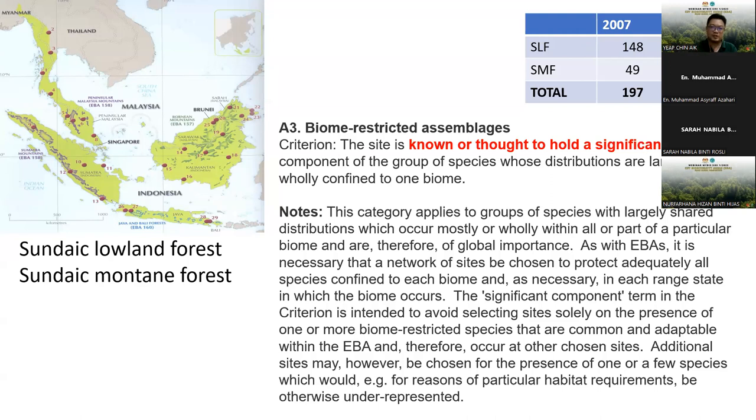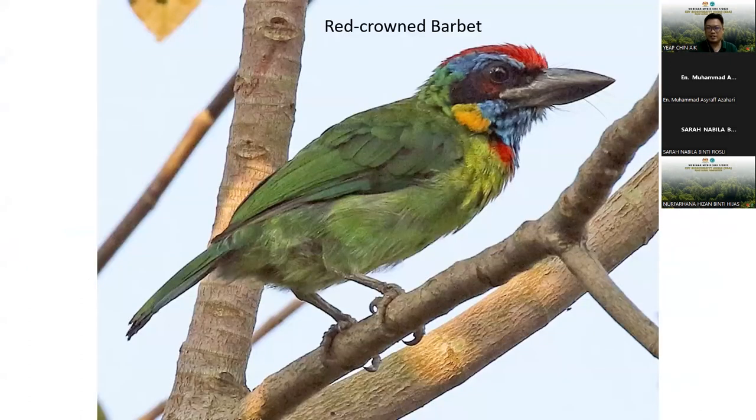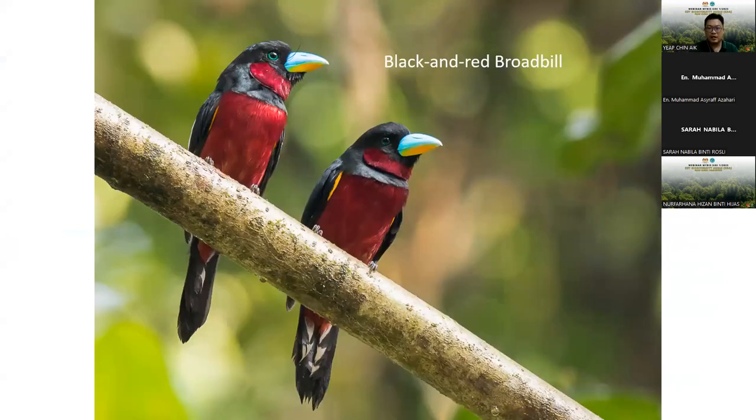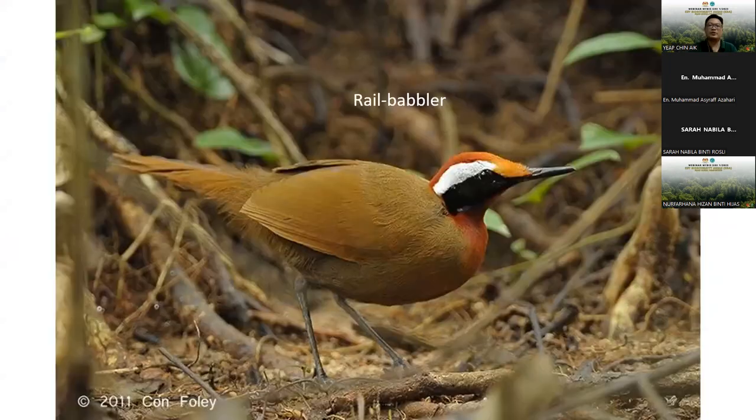So A3, biome restricted assemblages, is the third criteria. So this is some example. This is the red crown barbet yang sangat-sangat suka kawasan hutan yang pristine lah, all old growth. Again, this is broadbill, burung yang juga suka good forest that you can find in areas like Royal Belum, you can find it in Taman Negara and so forth.